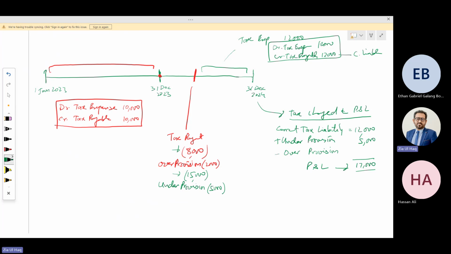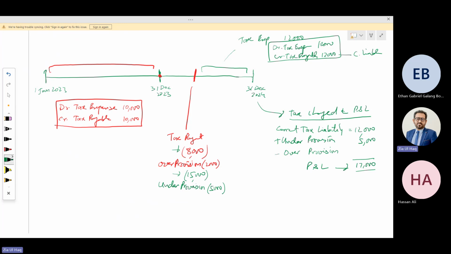Suppose that in this year 2023, there was some under or over provision relating to 2022. So we need to adjust. Can you understand this? This is the concept of current tax. How we record current tax: current year tax liability.